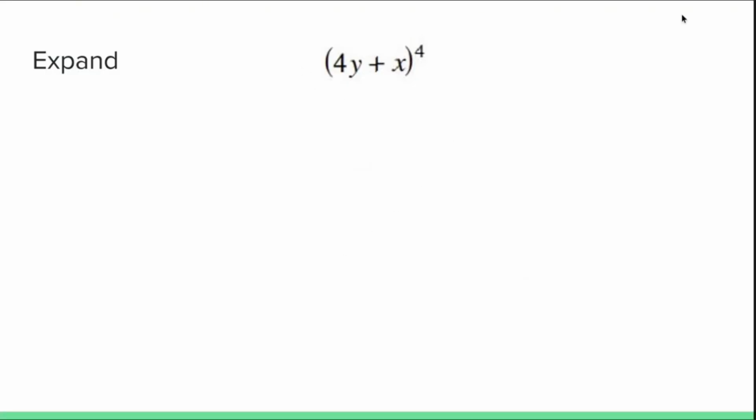All right, binomial theorem. In order to do binomial theorem, we have to go over here and build Pascal's triangle. And we're going to make as many rows as that degree is plus 1.